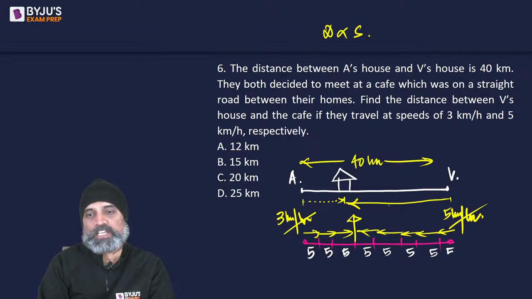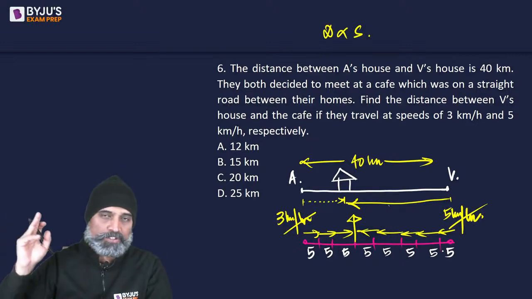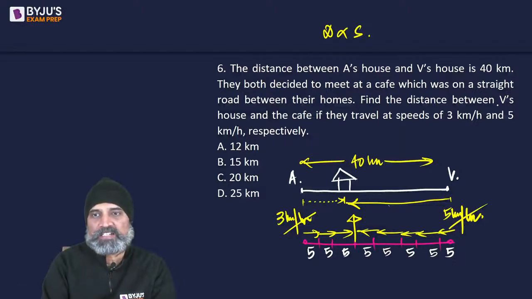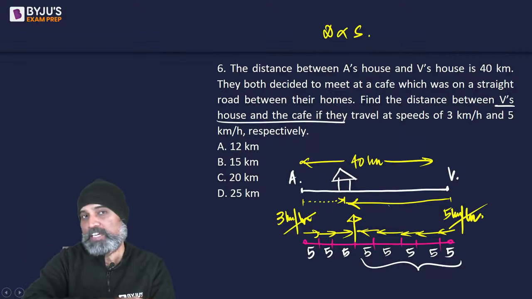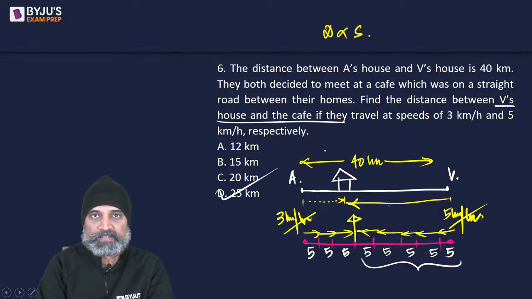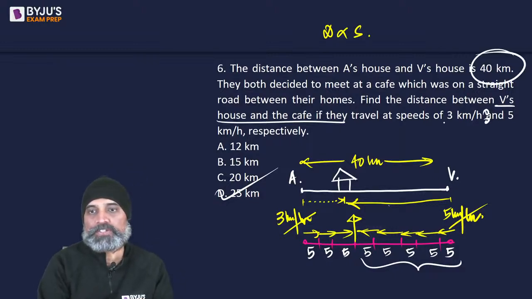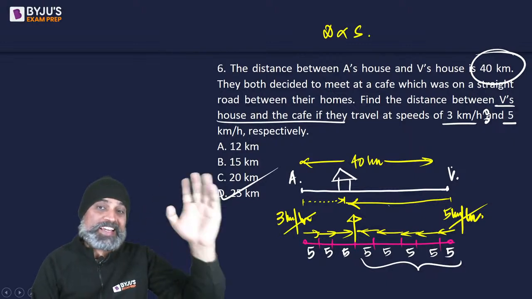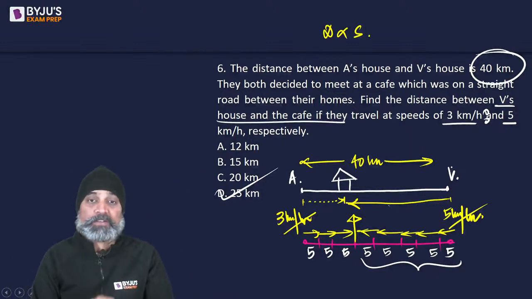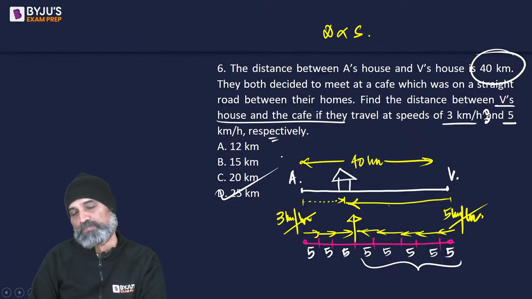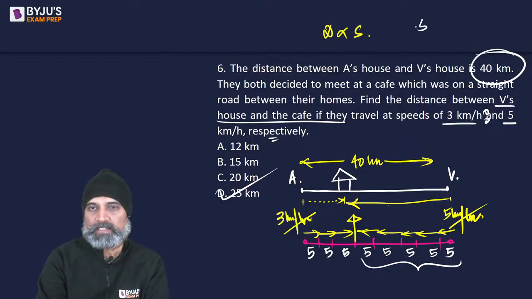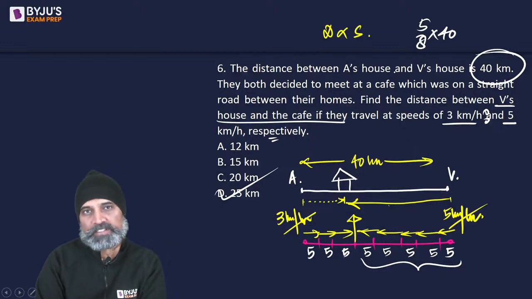Right? This is for the explanation part, though we do not need the entire distribution, because they have simply asked us the distance between V's house and the cafe. Distance between V's house and the cafe is 5 times 5, which is 25. In other words, we had to divide this 40 kilometers in the ratio 3:5, 3 representing A, 5 representing V because of the word respectively over here. To find V, what is 5/8 of 40? Simple, that was it, right? 5/8 of 40. This will be V. A will be 3/8 of 40.